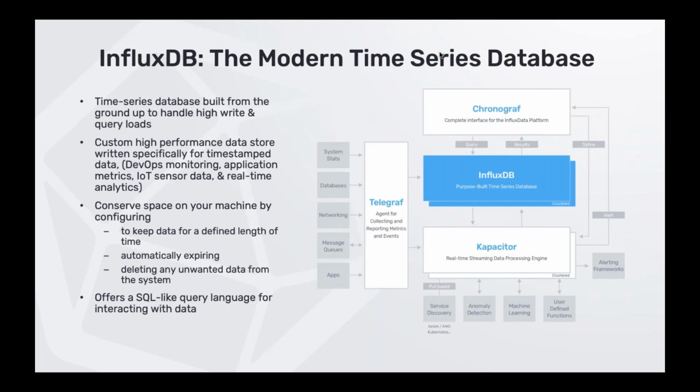Once the data comes in from Telegraf, it typically goes to Capacitor or InfluxDB, and InfluxDB is that time series database that we built. It is built from the ground up to handle the high write and query loads that you need for a time series database. It's a super performant data store.